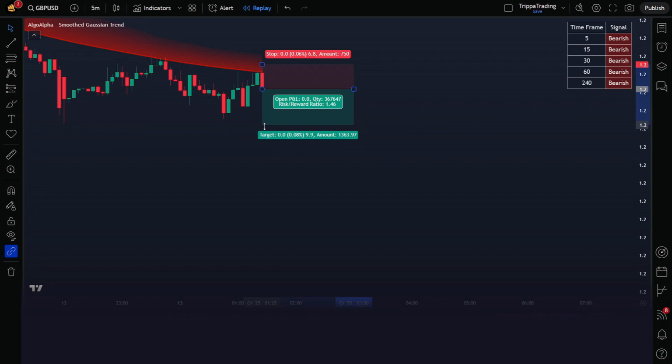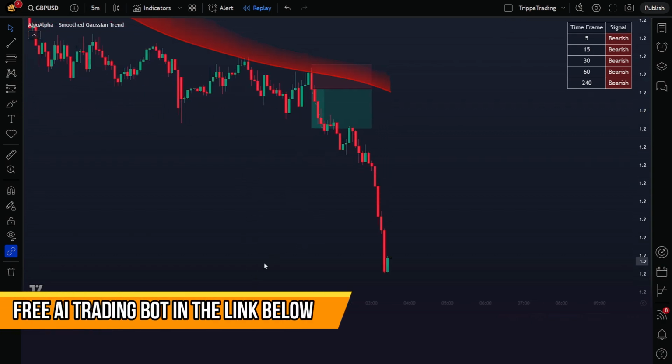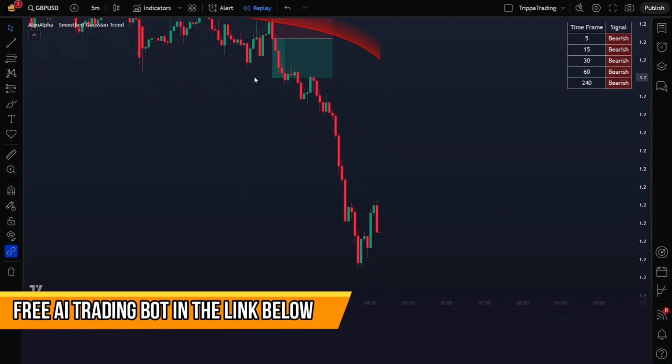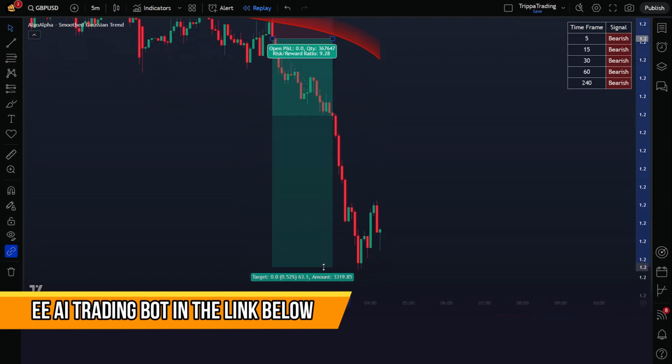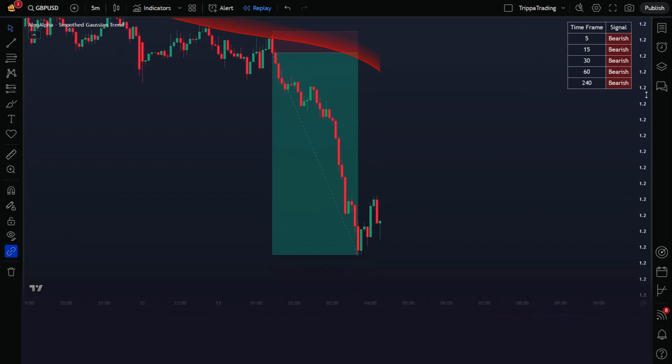After that, you can target a specific risk to reward ratio, which is recommended. Or if you are an experienced trader, you can go for the trailing stop loss and take profit method. As you can see, we could have gotten a mind-blowing risk to reward ratio of 9-to-1 over here.